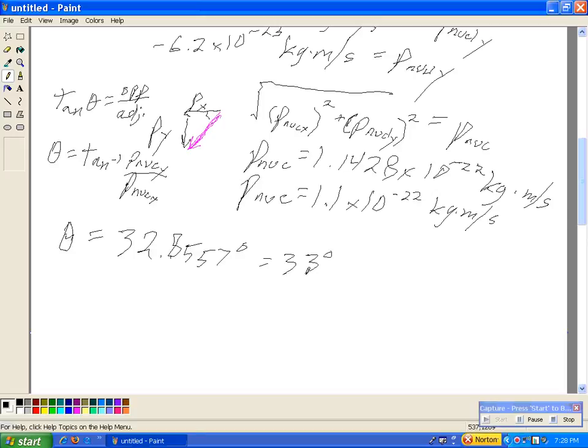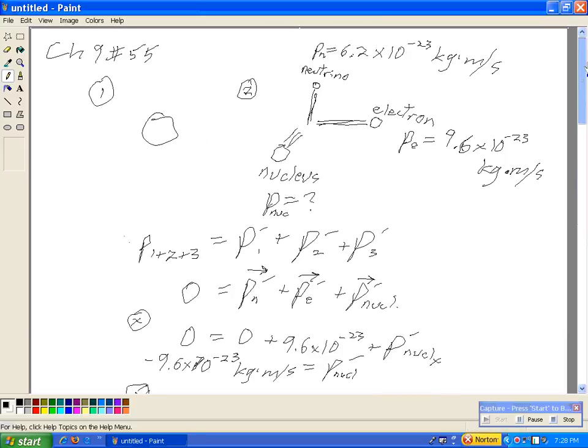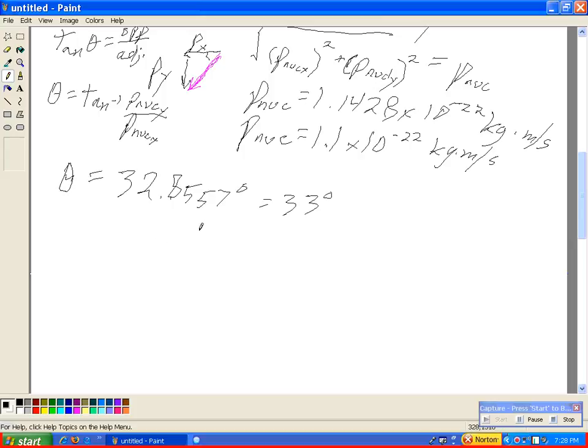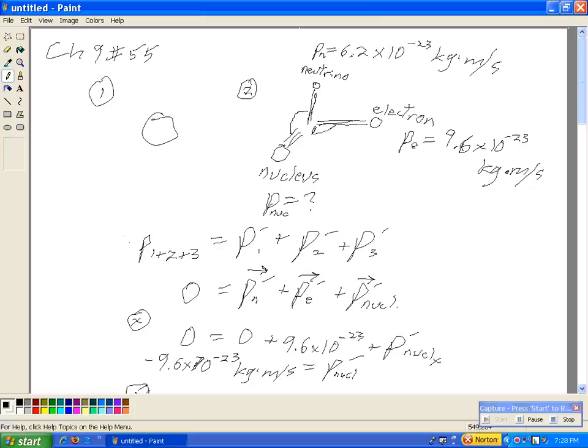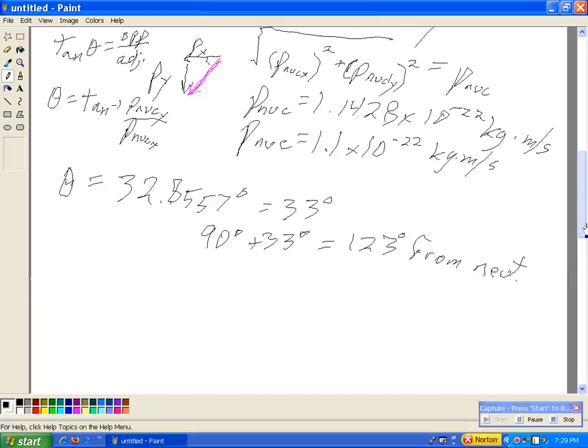Now, let's keep in mind though that that's just this. When we compare it to the neutrino, we want to add another 90 degrees. So 90 plus the 33 will be 123 for the neutrino. Now on the other side, this is 180 minus 33 degrees. So that is 147 degrees from the electron. You're done.